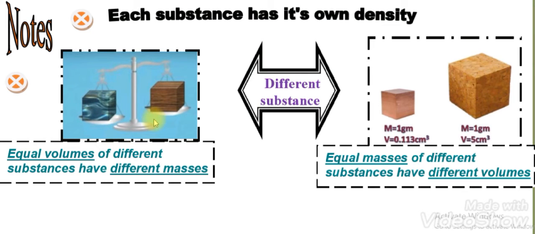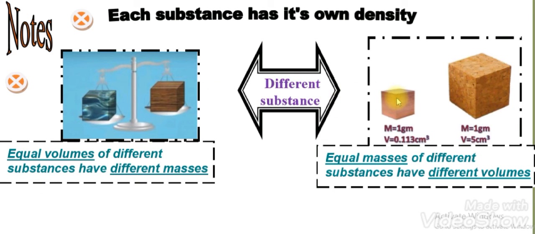No, of course not. So we have 2 different materials: a cube of wood and another cube of iron. In the case of different substances with equal volumes or equal sizes, we have different masses. So when we weigh the 2 cubes, we will find that they have different masses when they have equal volumes and they are different substances.